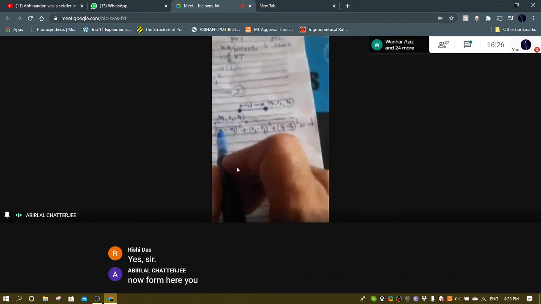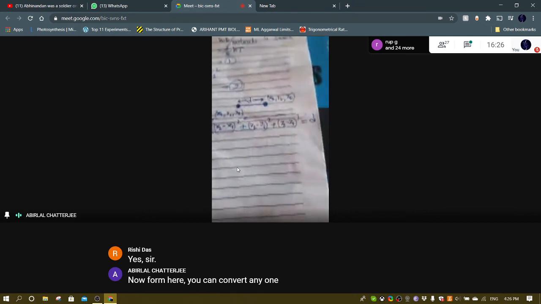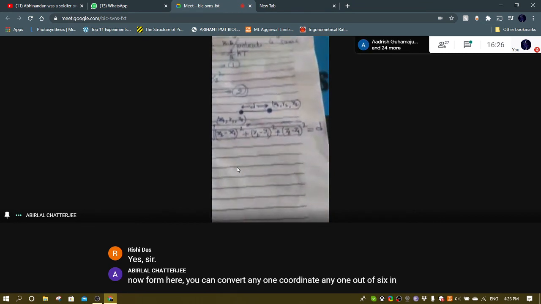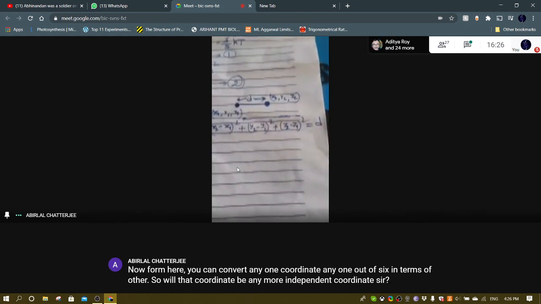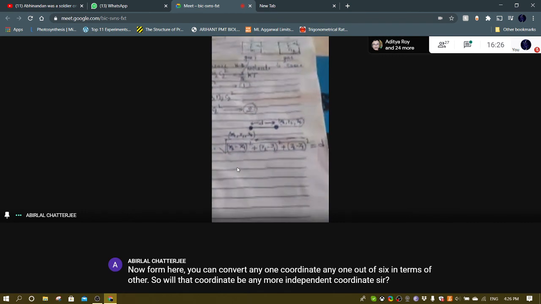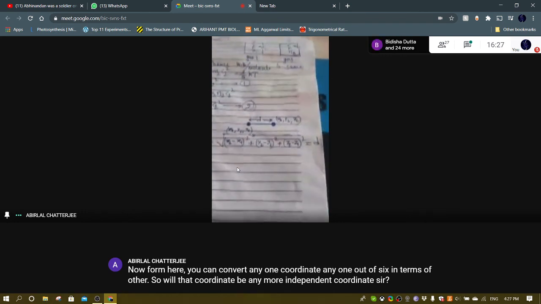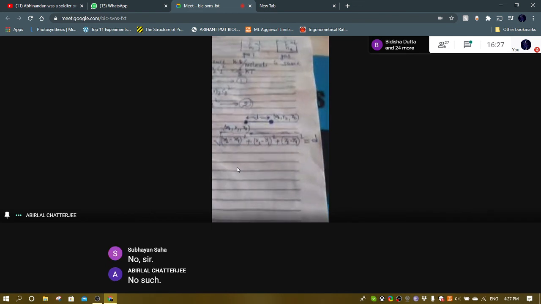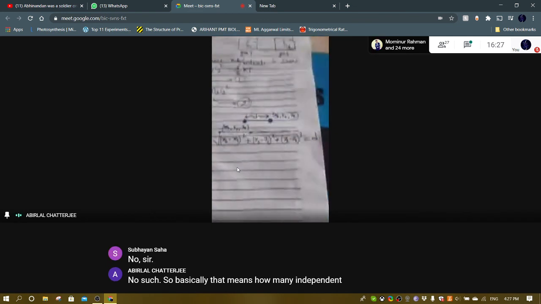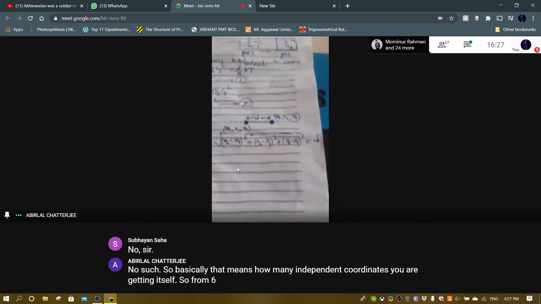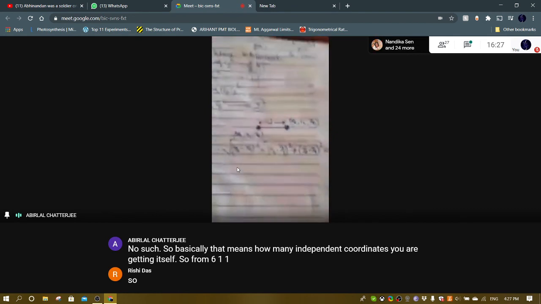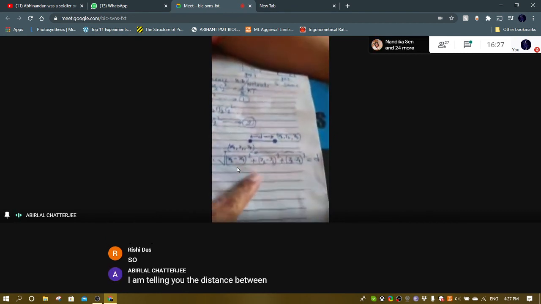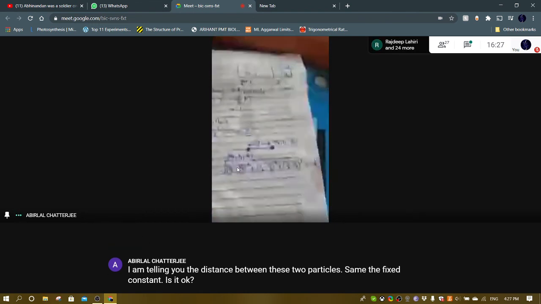Now from here you can convert any one coordinate, any one out of 6, in terms of the others. So will that coordinate be any more independent? No, sir. So basically how many independent coordinates are you getting? From 6, 1 is gone. I am telling you the distance between these two particles is the same, a fixed constant. Is it okay?